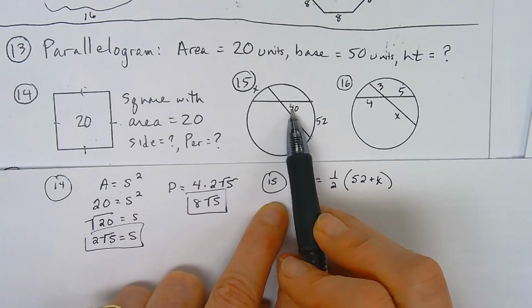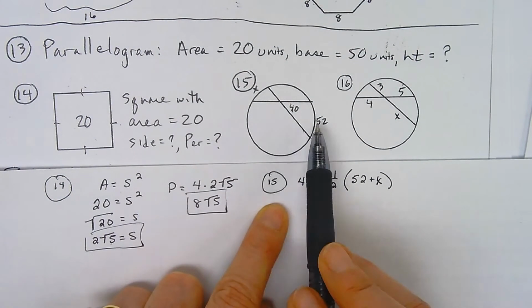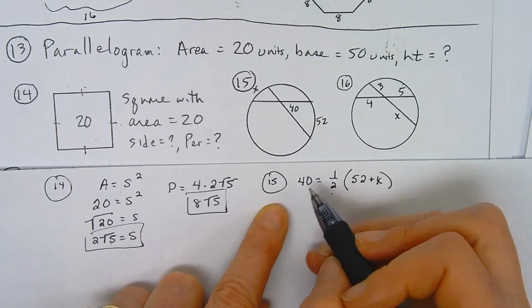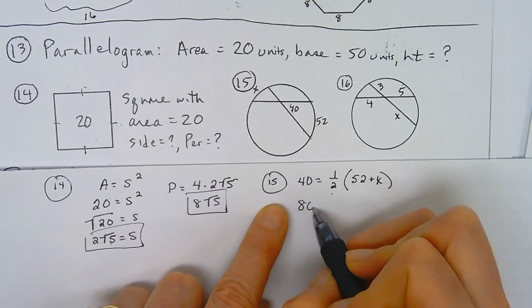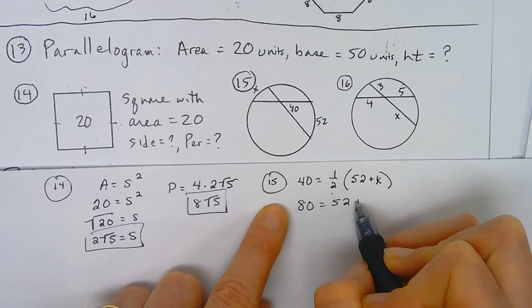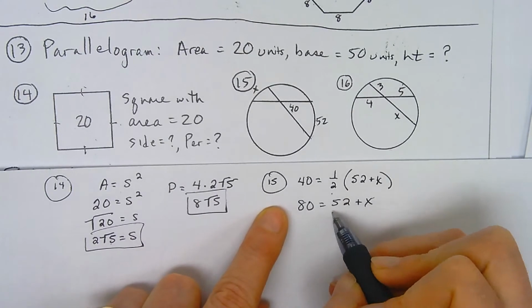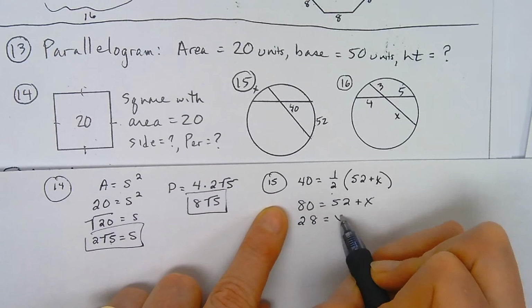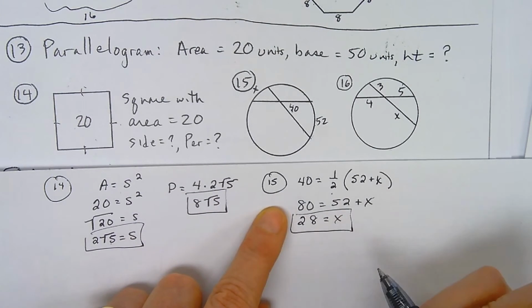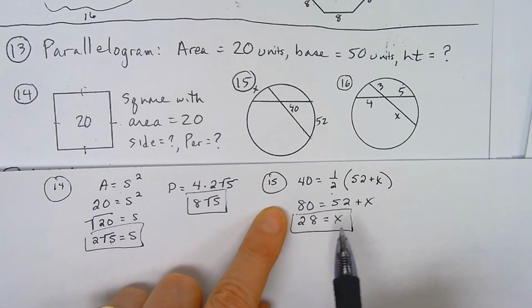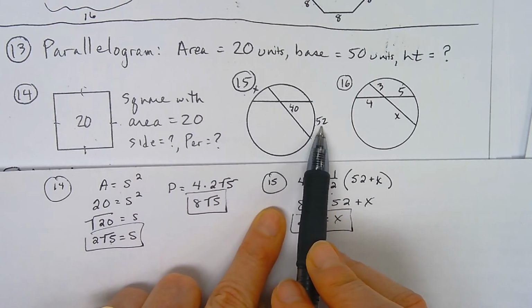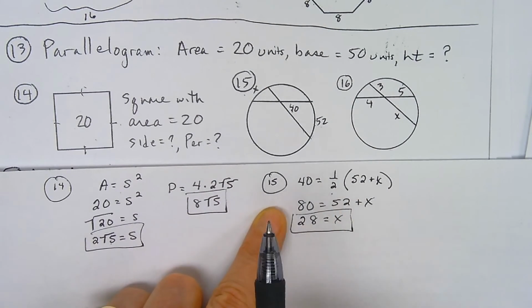So 40 equals 1/2 of x plus 52. To solve this, I'll multiply both sides by 2. I get 80 equals 52 plus x. Subtracting 52 from both sides gives 28 equals x. Just to double check, if I take 28 and add it to 52, I get 80. If I take half of that, I get 40, and that's correct.